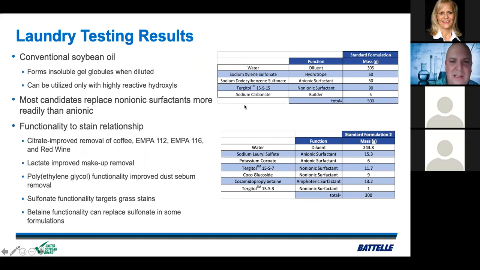Standard formulation 1 is really a very basic formulation. So the SXS is just there to keep everything soluble. But the active components are SDBS, Tergitol, and sodium carbonate. And that's about a 29% solids. The standard formulation 2 is SLS, potassium cocoate, 2 Tergitols, cocoglucoside, and cocamidopropyl betaine. And that is the component we were switching out. And that is about an 18% solids laundry detergent.